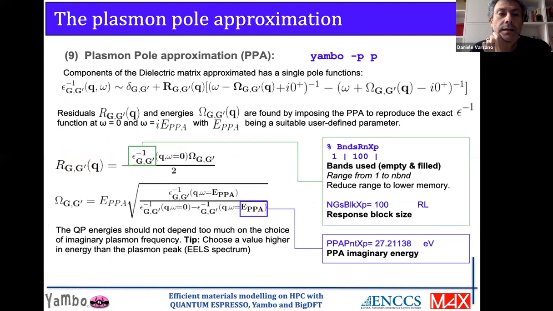Okay, here again is the cheat sheet. What you need to set up for the plasmon pole approximation is essentially the parameters governing the calculation of the RPA, so the number of bands, unoccupied bands, and the size of your matrix, as well as the imaginary frequency you want to calculate to solve your system and to model your dielectric function.